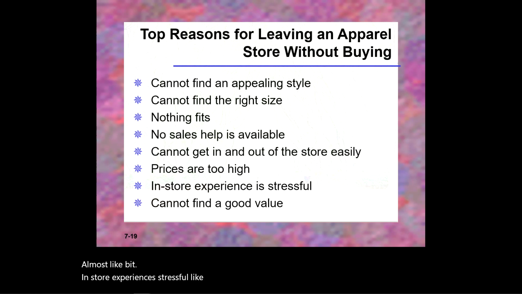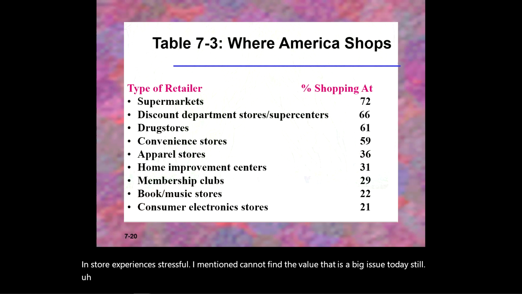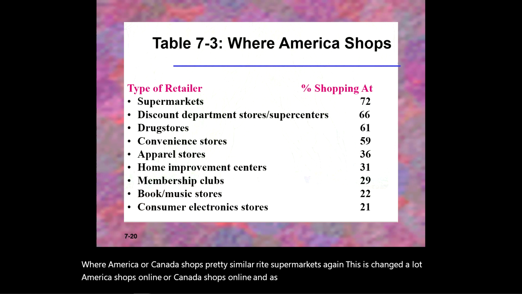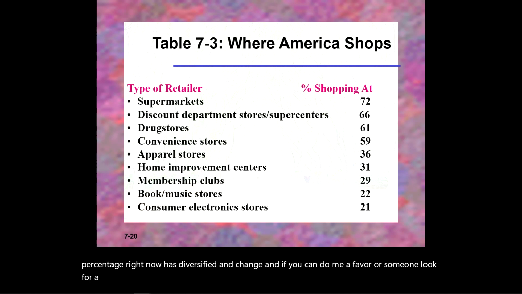So, in-store experience is stressful, like I mentioned. Cannot find good value. That is still a big issue today. Where America or Canada shops, pretty similar, right? Supermarkets, again, this has changed a lot. America shops online. Canada shops online. And as you can see here, it's not there. So a lot of the percentages have diversified and changed. And if you can do me a favor, someone, look for the type of shoppers or retailers in Canada and what the percentages are. Where do people shop the most today?